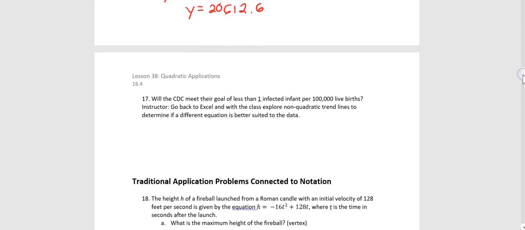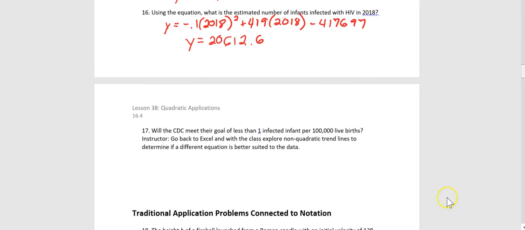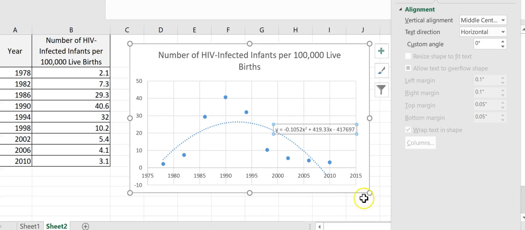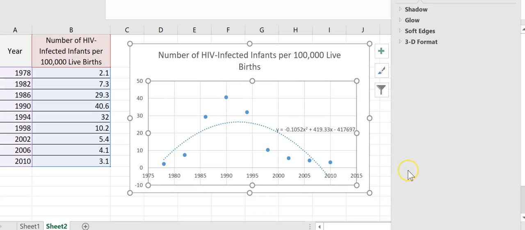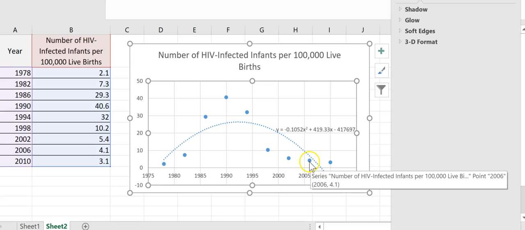Question 17 says, will the CDC meet their goal of less than 1 infected infant per 100,000 live births? So I'm going to go ahead and just look at the graph itself. When we look at the points without the trend line, let's see if I can take off the trend line.